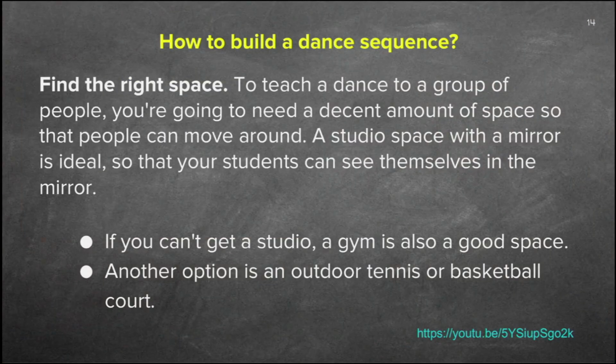Find the right space. To teach a dance to a group of people, you're going to need a decent amount of space so that people can move around. A studio space with a mirror is normally ideal, so that your students can see themselves in the mirror. But if you can't, maybe try a basketball court. Yes, there's no mirror, but the best is actually just to get people to move, and then maybe move to a studio. If you can't get a studio, maybe another idea is a gym. And so on. I've mentioned the tennis or basketball courts.